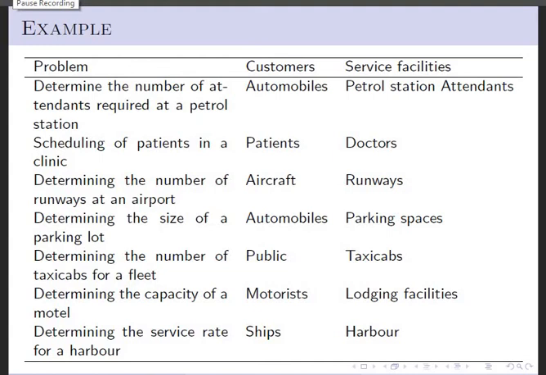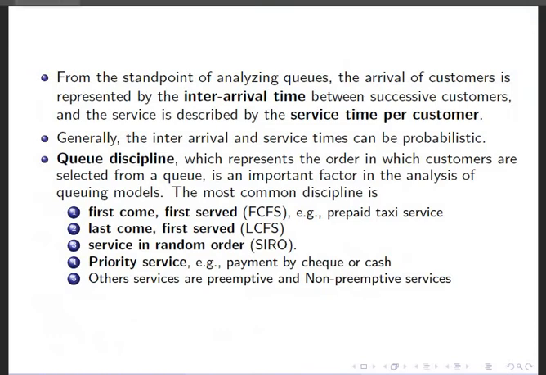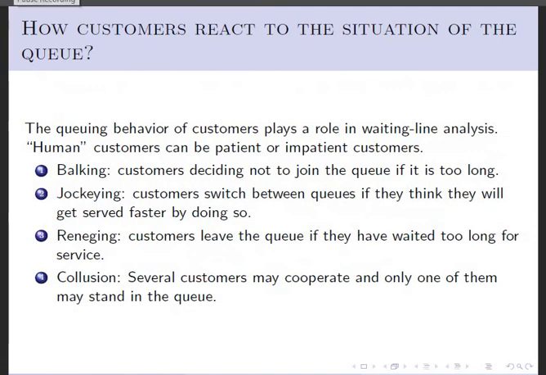Here are some examples of customers and service facilities in different areas. For example, in a clinic, customers are patients, service providers are doctors, and the queue problem is scheduling of patients in a clinic. Queuing discipline refers to the rules of the queue. For example, it behaves based on a principle of first in first out, last in first out, prioritized, or served in random order.